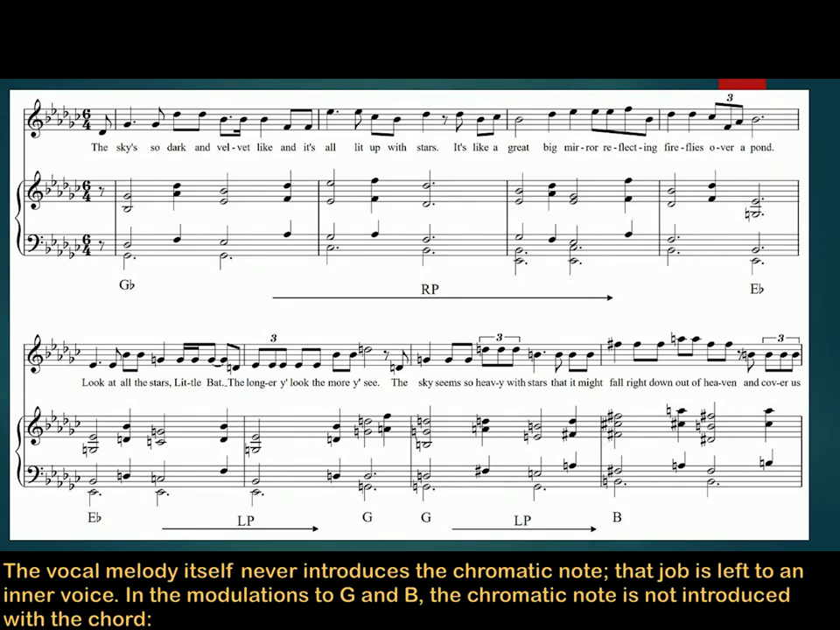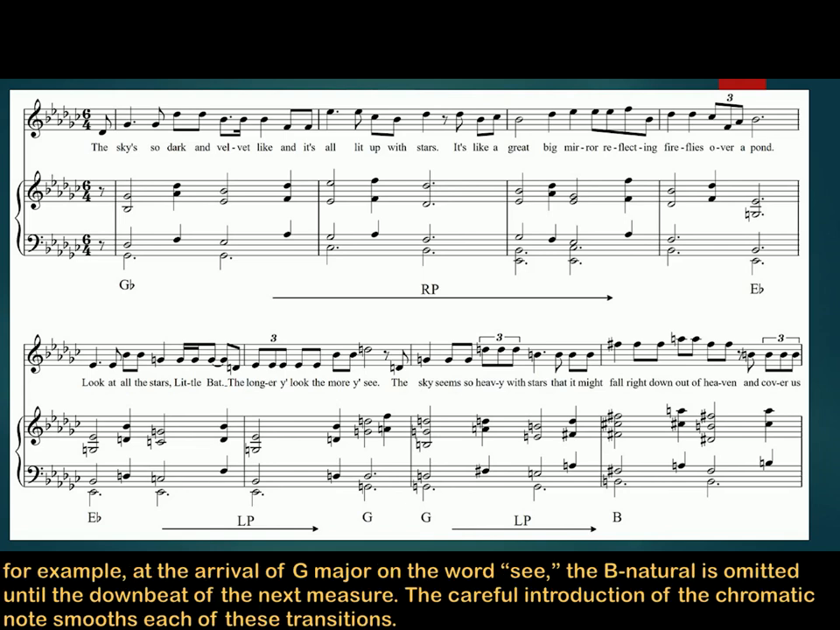The vocal melody itself never introduces the chromatic note. That job is left to an inner voice. In the modulations to G and B, the chromatic note is not introduced with the chord. For example, in the arrival of G major on the word "sea," the B natural is omitted until the downbeat of the next measure. The careful introduction of the chromatic note smooths each of these transitions.